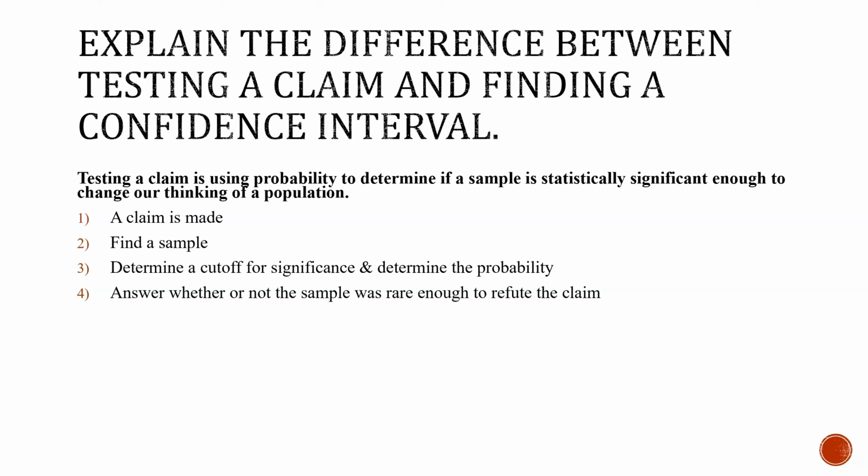In the example that we had, the claim was that the average salary of the assistant professor was more than $42,000. Then what we did was we found a sample. In this case, we sampled 30 different assistant professors randomly. Next, we would have to determine some kind of cutoff for significance, whether it's a 1% cutoff, 5%, or 10% cutoff. Generally, a 5% cutoff is the most commonly used. And then we would determine the probability of that occurring. Lastly, we would answer whether or not the sample was rare enough to refute that claim that was made.